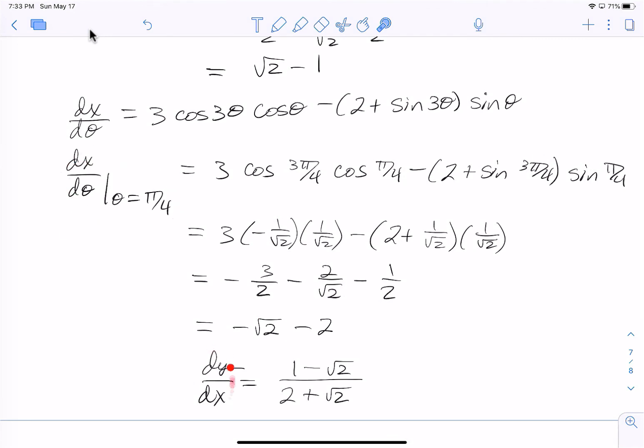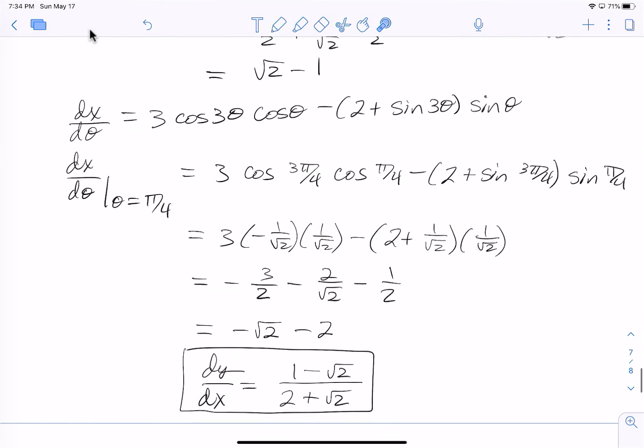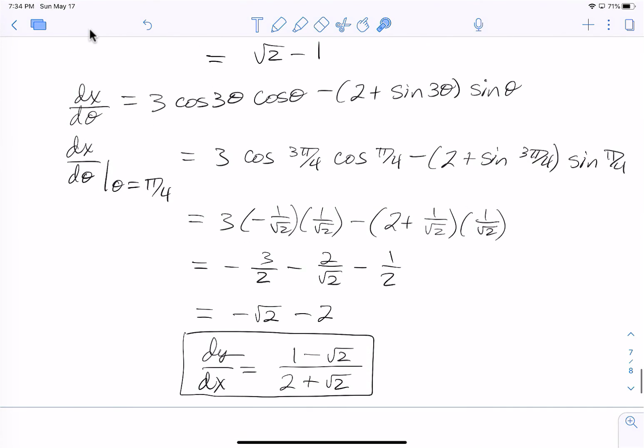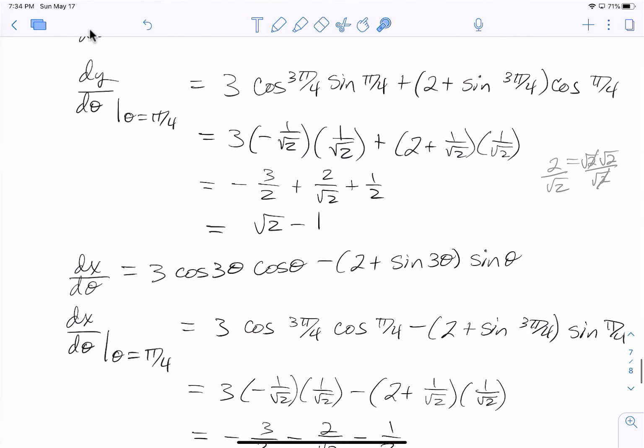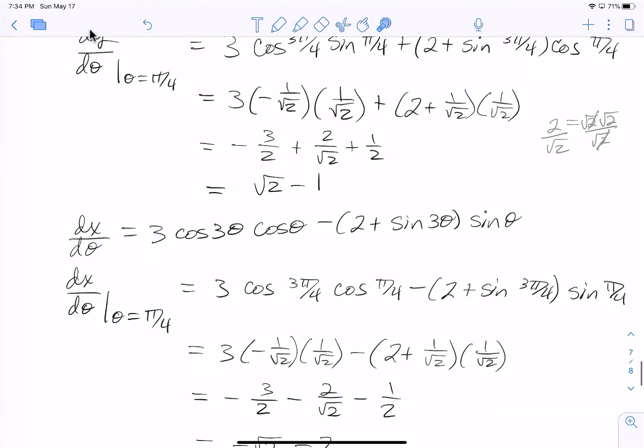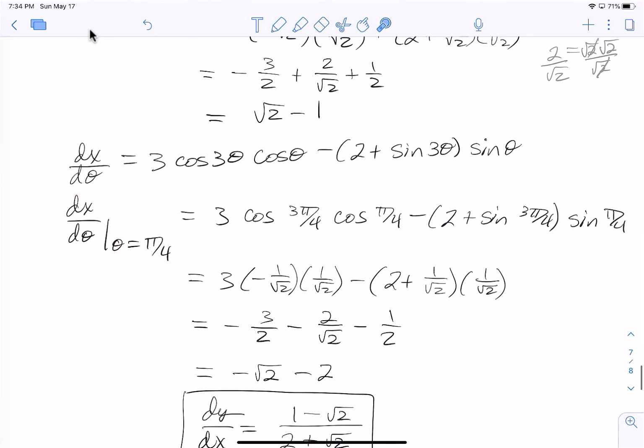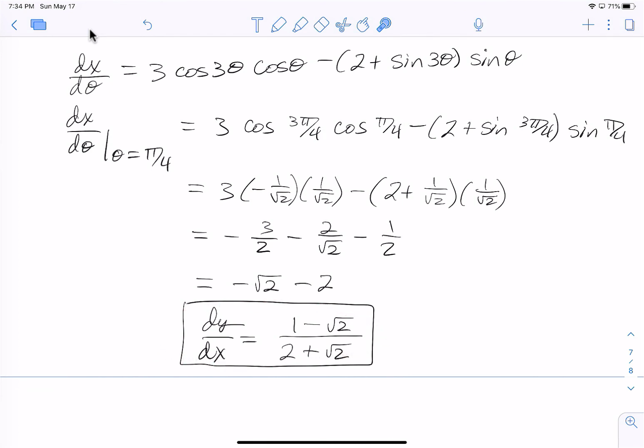Putting these together, dy/dx is going to have a numerator of 1 minus the square root of 2 because I'm applying the negatives from dx/dθ, and a denominator of 2 plus the square root of 2. I hope that came out all right for you. Notice that I didn't keep it in the structure of dy/dx the whole time. It would have been a lot to write down, so I just computed dy/dθ separately, computed dx/dθ, and combined them as one fraction at the end. You could go either way.